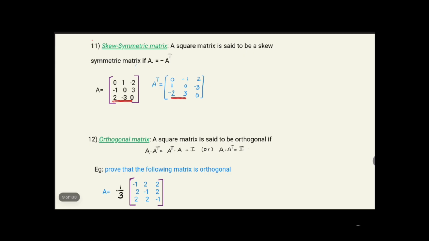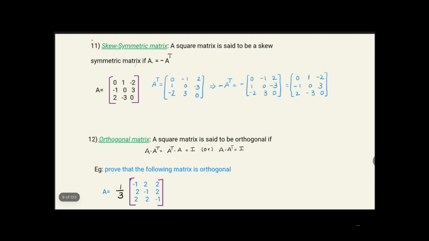Then 2, minus 3, 0 becomes minus 2, 3, 0. That means I will multiply this A transpose with a negative sign, that is minus A transpose. So minus of what we have got as A transpose: 0, minus 1, 2, 1, 0, minus 3, minus 2, 3, 0. After multiplying it with a negative sign, what will I get here? 0 has no sign, so it is 0. Minus into minus is plus, so 1. Then minus 2, minus 1, 0, 3, 2, minus 3, 0.